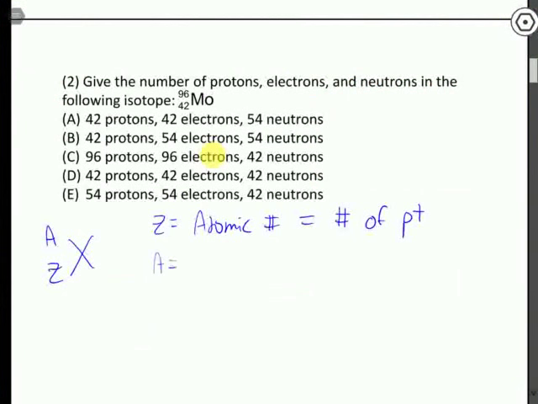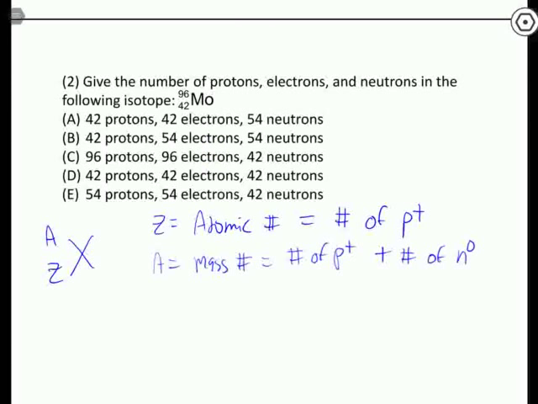A is the mass number, the one that's on top. This is just the number of protons plus neutrons for that specific isotope. And neutrons we abbreviate N with a 0 because they have 0 charge. So that's A. And then finally, for a neutral element, the number of electrons, which is also part of this question, is just equal to the number of protons.